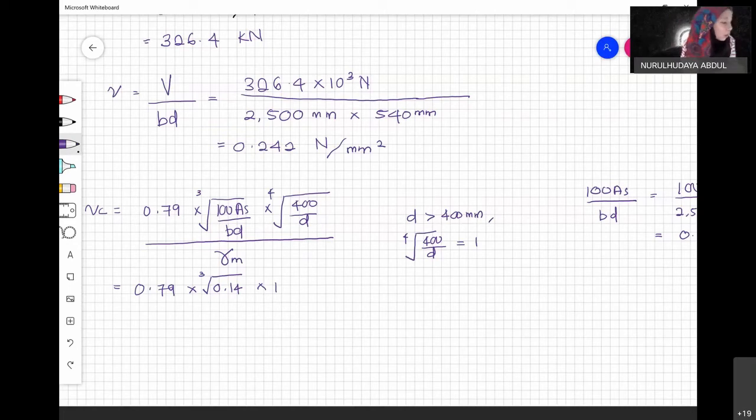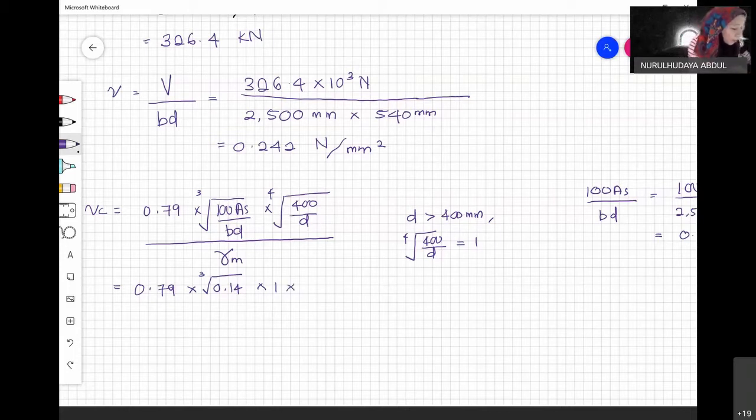Sama je macam kira masa slab. Slab kita ada pernah kira VC ni. But untuk slab, D biasanya kurang dari 400, so that's why ada value. Tapi kalau you ingat masa beam, pun sama juga. Dia jadi 1 sebab beam biasanya depth dia tak sampai 400. Okay, so kita tengok some situation, sometimes ada value ni, sometimes tak ada. Kita anggap dia 1 sajalah.